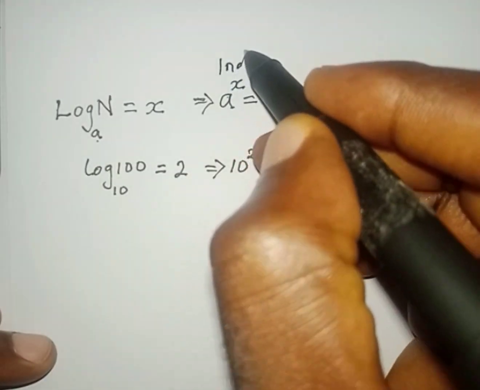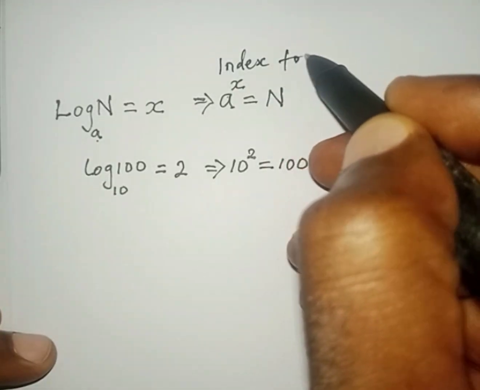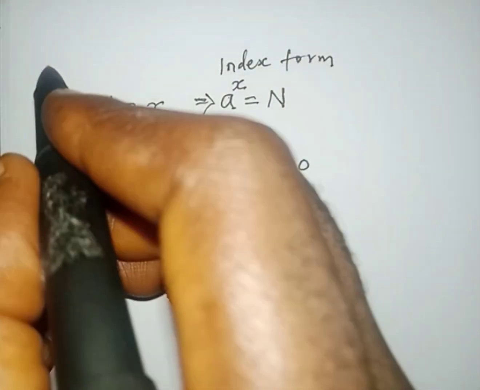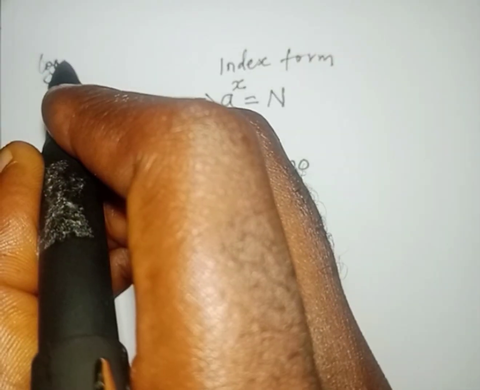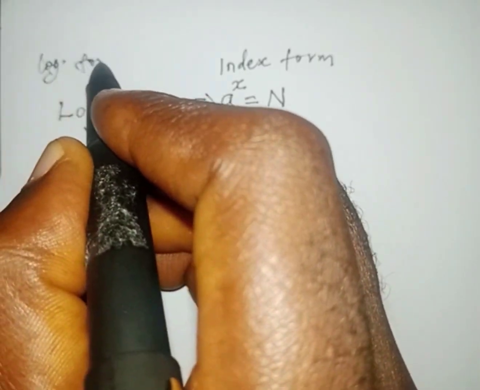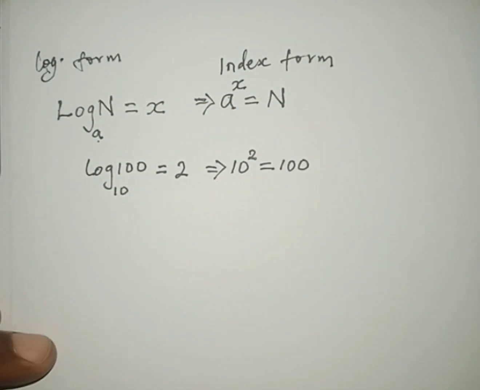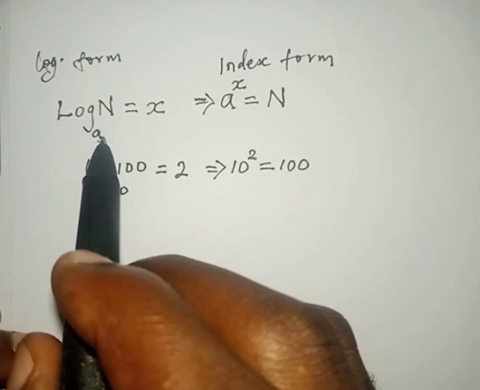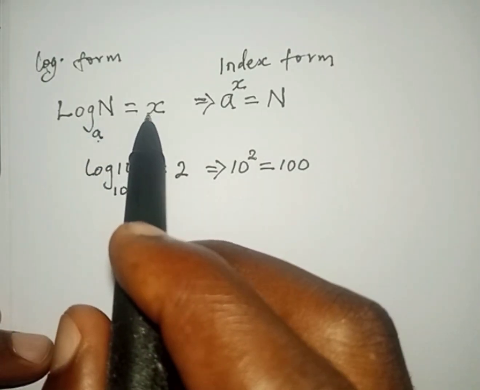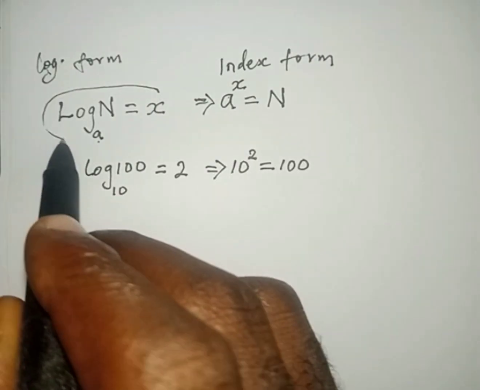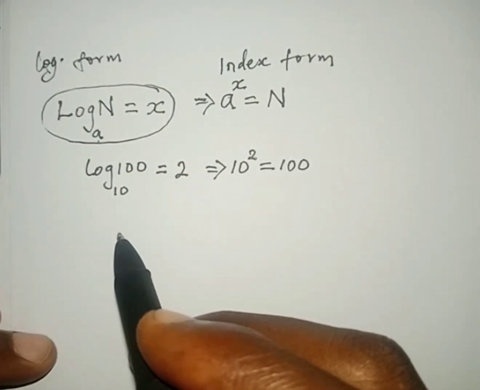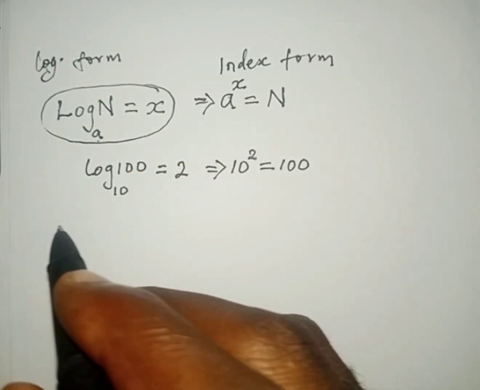This is the index form. This one is the log form, the logarithmic form: log n to base a equals x. We are going to use this definition now to simplify these problems.